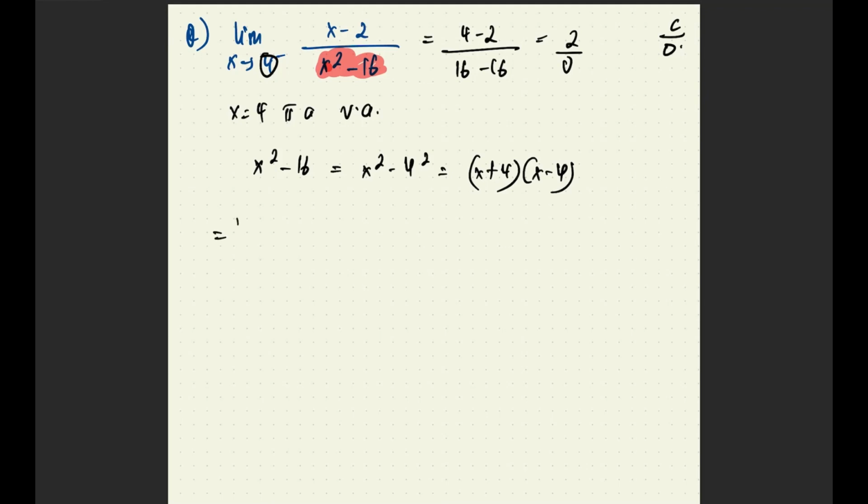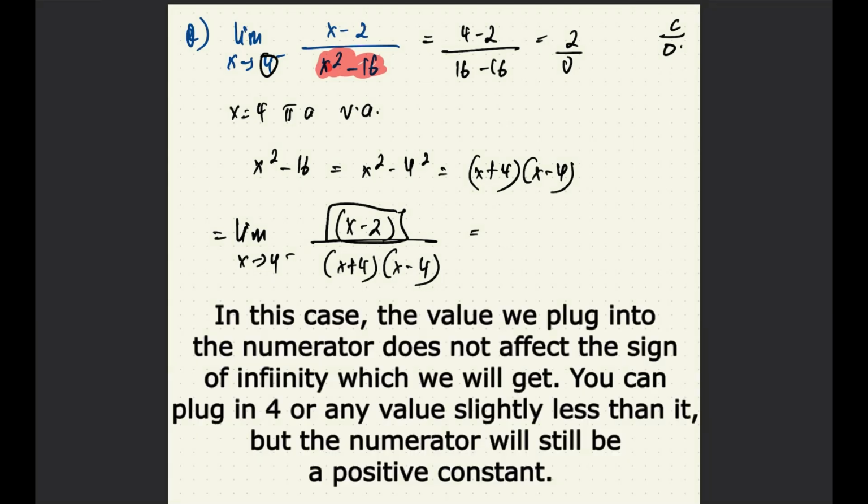So now let's find the limit as x approaches 4 from the left-hand side. So this is x minus 2 divided by x plus 4 times x minus 4. Now we are approaching 4 from the left hand side, so our x value is going to be slightly lesser than 4. Again, in this case, what value we plug in the numerator doesn't really matter. Whether I plug in 3.9 or 3.95 or I just put in a 4 over there, it's either way just going to give me a constant, right? So I can just plug in 4 over there.